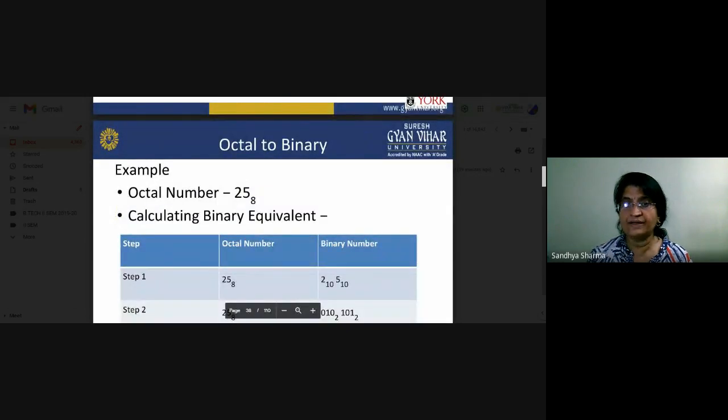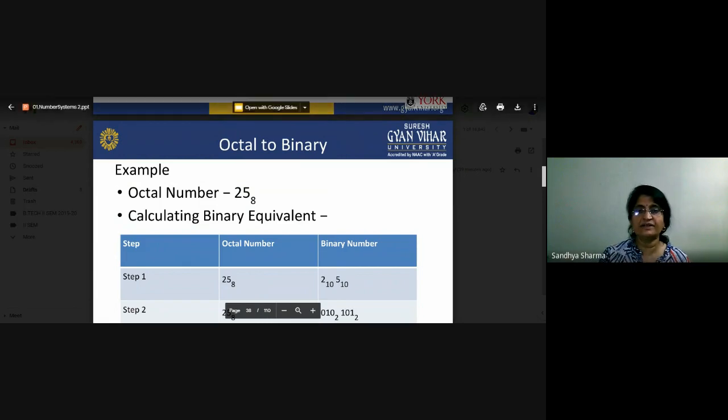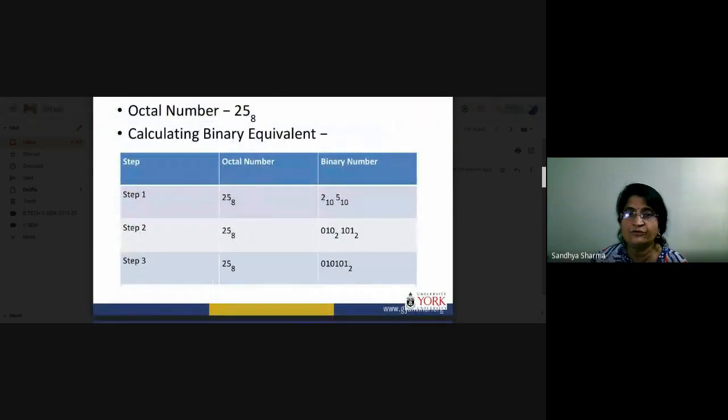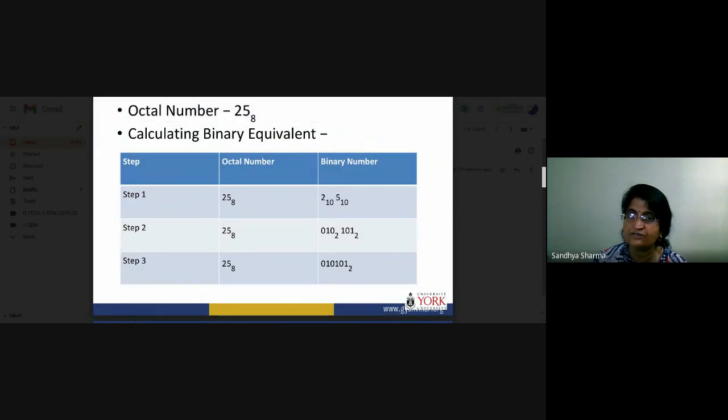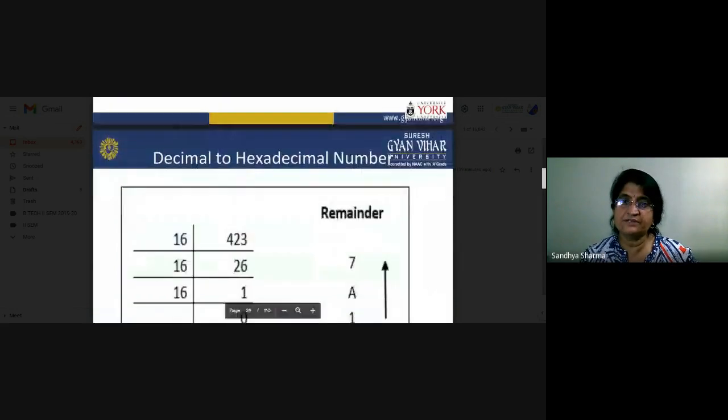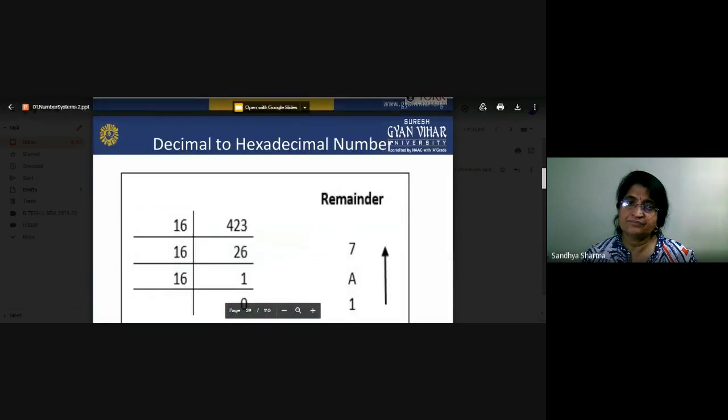Octal to binary, binary to octal, octal to binary. So this is the same, 25 in base 8. It is a combination of 2 and 5. In base 10, you have to assume the value of 2 and the value of 5. This is base 2. So this is basically a combination of our binary number system, and we can convert our octal number system into the binary number system.